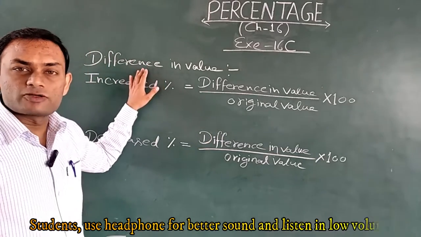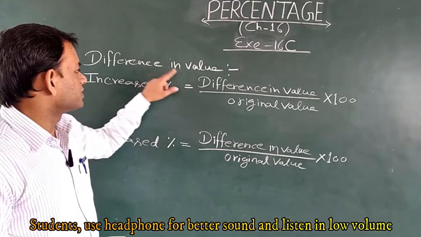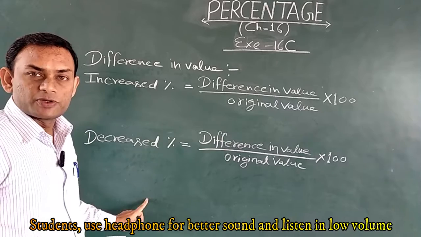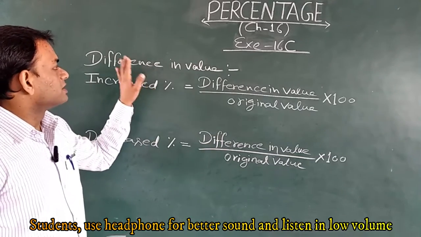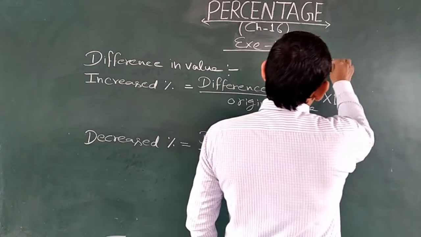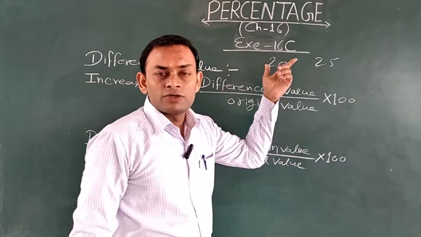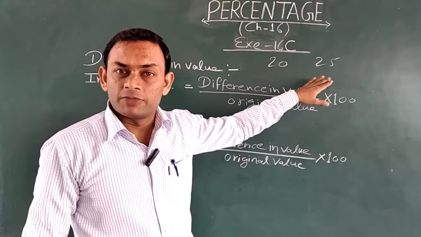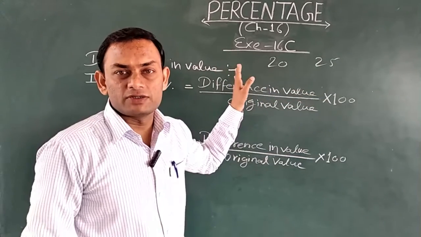But before that, I would like to tell you some important things like the difference in value, increased percentage and decreased percentage. Now what is the difference in value? Suppose two numbers 20 and 25 are there. So the gap between two numbers is called the difference in value.